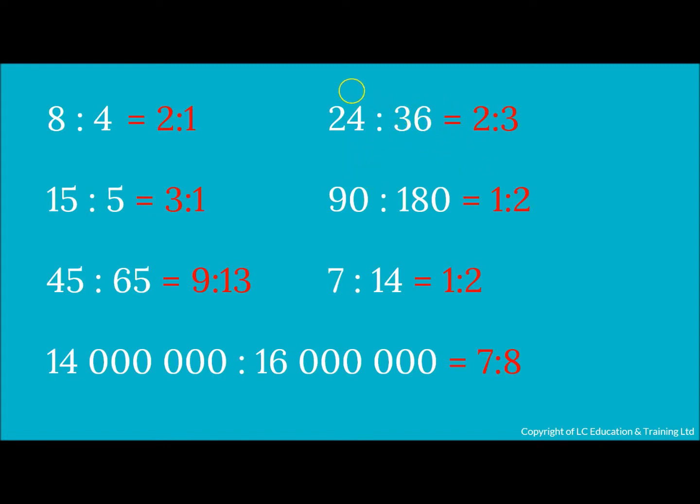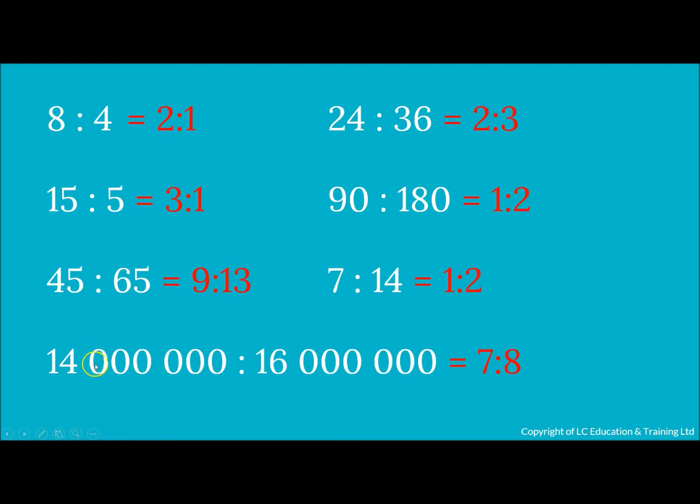Or you could even spot something a little bit further than 6. You might even say 12 goes into them both, and that will get you straight down to the final answer. 9 and 180, you might have spotted that 9 goes exactly twice into 180, therefore it's 1 to 2. Same here, 1 to 2.